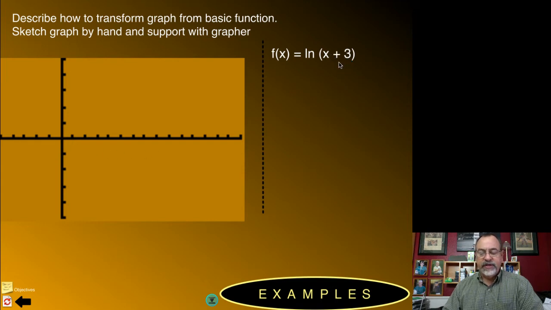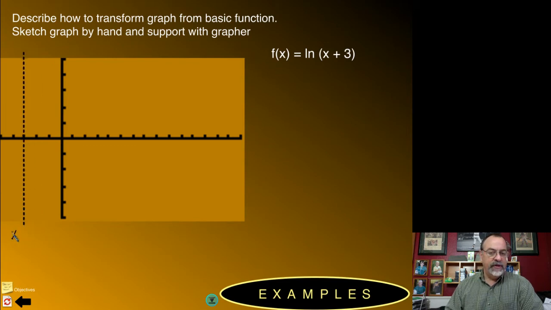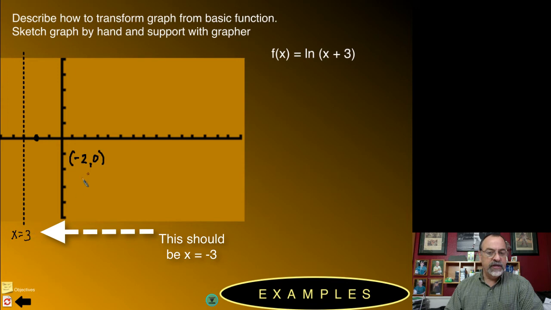Now, this x plus 3 in parentheses represents a shift to the left 3. So my asymptote that is normally at x equals 0 has been shifted to the left 3. So my asymptote here is at x equals negative 3. Now make sure you label those as we go forward. Now we also know that there's a point at 1, 0, but again that point is shifted to the left 3. So I now have a point here, and so again I want to label that point, so that's at negative 2, 0. So make sure you label those 2 points as moving forward.